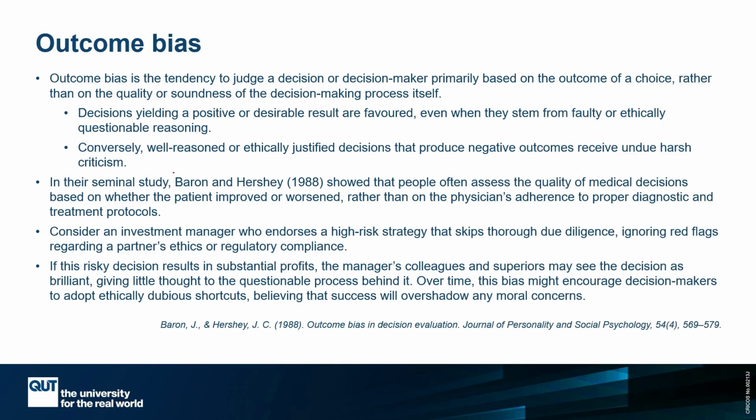So the classic to understand this comes from the study of Barron and Hershey, which showed that the quality of medical decisions was judged based upon whether the patient improved or worsened rather than whether the treatment was more correct. And so there could have been a lot of things that affect whether the patient improves or worsens, and in fact sometimes placebo. So what they're saying here is we overweight the outcome rather than the process of decision making.